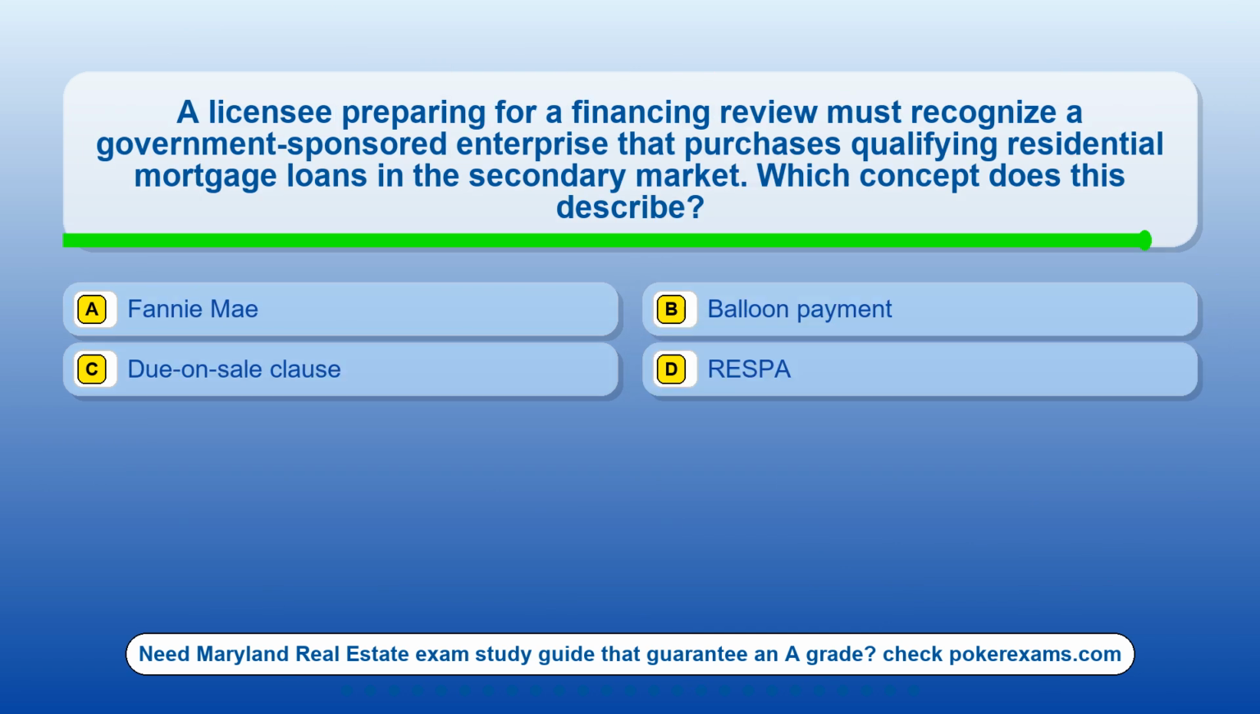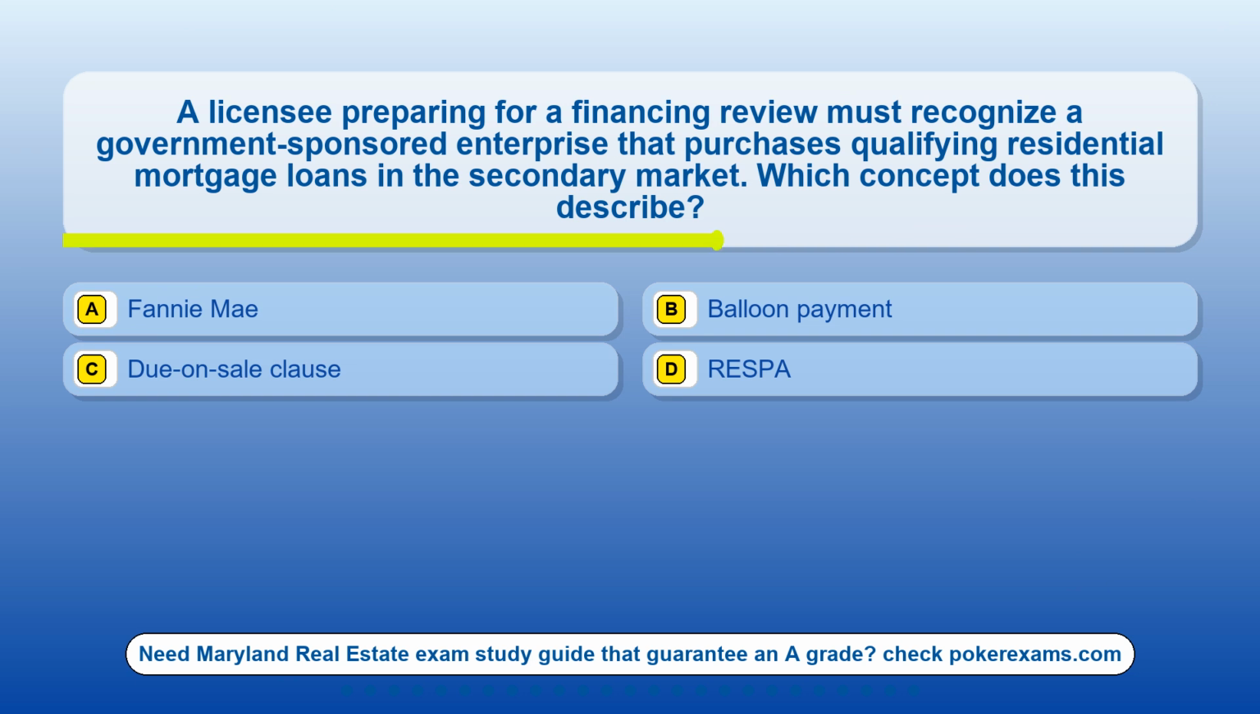Question 14. A licensee preparing for a financing review must recognize a government-sponsored enterprise that purchases qualifying residential mortgage loans in the secondary market. Which concept does this describe? Option A, Fannie Mae. Option B, balloon payment. Option C, due-on-sale clause. Option D, RESPA.